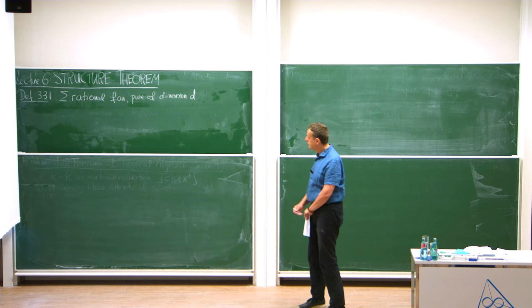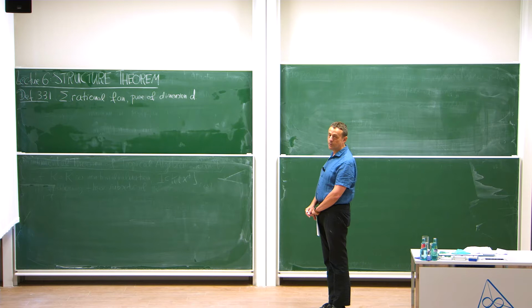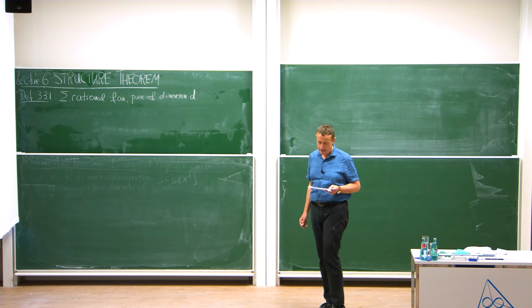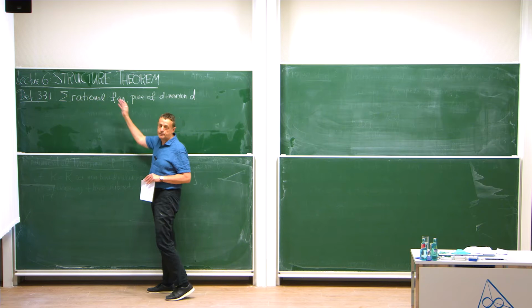So sigma is a polyhedral fan in n space, let's say, pure of dimension d. Every maximal cone has dimension d. And let's say it's defined over the rational numbers, but later this might be a value group.